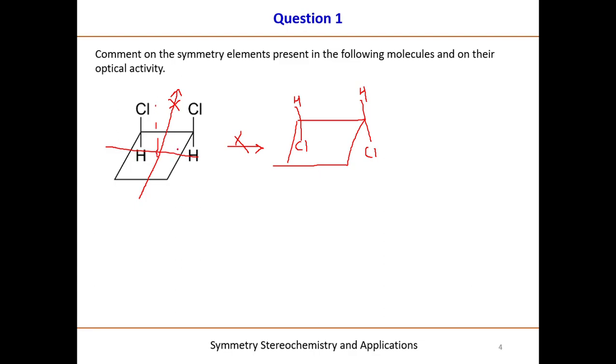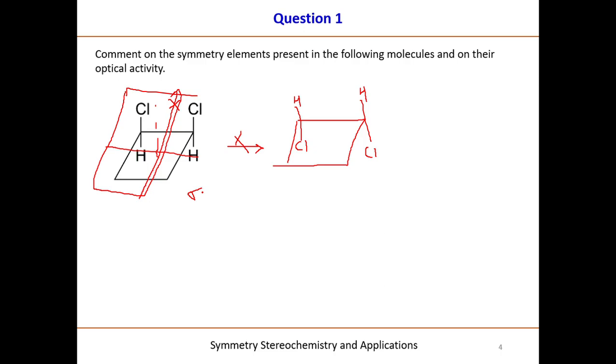You can cross check by yourself. So all the axes of rotation are absent here. Now we will check whether the plane of symmetry is present or not. If I pass a plane through here, we can see that these two halves are mirror images of each other. That means the plane of symmetry is present, that means sigma plane is present.